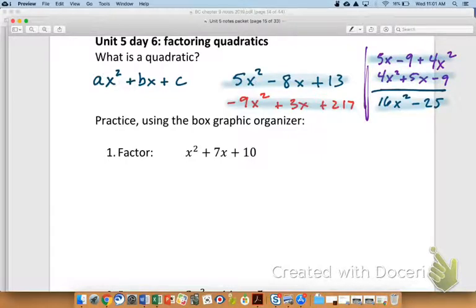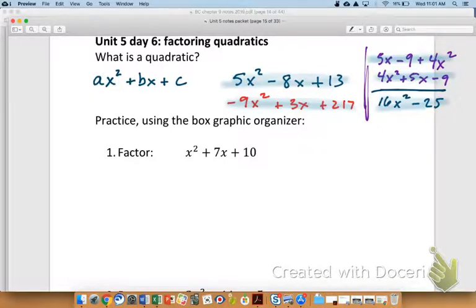So here we go. I'm going to leave that up there for now. Take a look at our first example. X squared plus 7x plus 10, clearly a quadratic. Let's identify the A, the B, and the C. So what do you guys think? I'll go backwards. What do you think the C is? C is 10. How about the B?